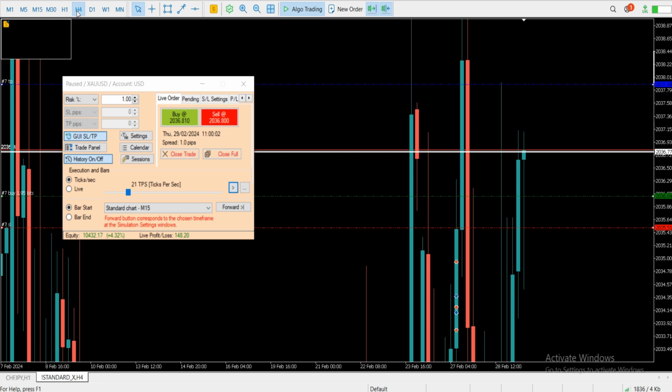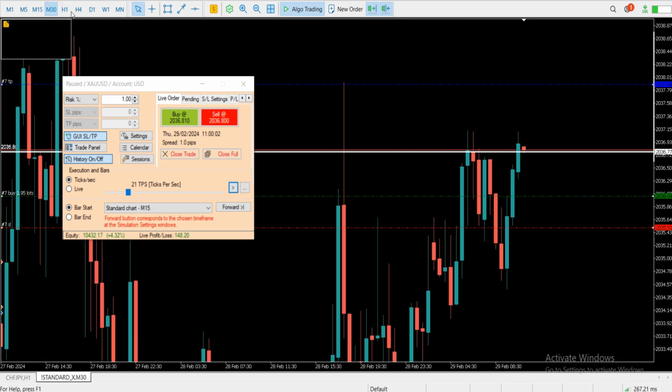Let's take a look at 4 hour. 4 hour is pushing up. Yeah, it should go up to tap this level. Are we gonna push up? Okay, yeah, very nice. And we are gonna tap that. No.